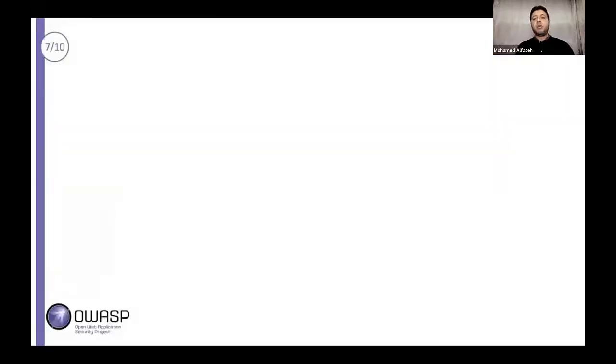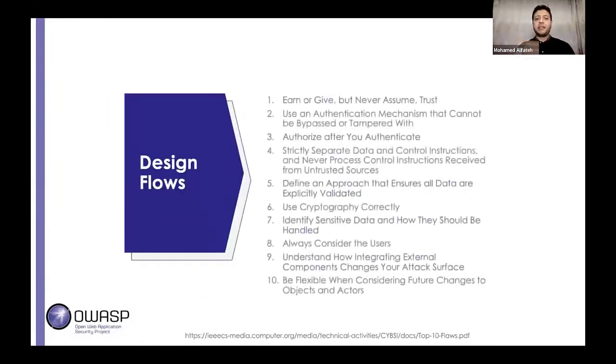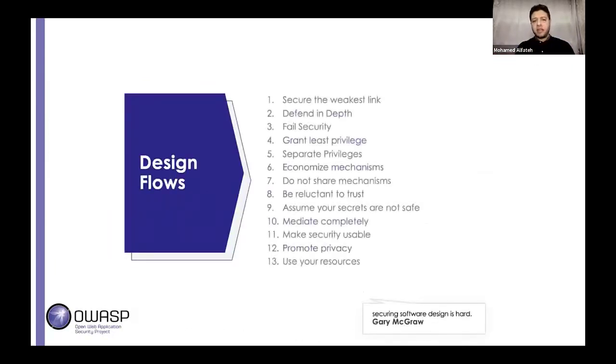Perfect. So the next step is related to identifying flaws or threats related to the design and the logical issues in your application. There are a number of references that you can use. There is a book about avoiding the top 10 design flaws. They identify 10 domains that require some review during threat identification. Some issues or threats related to the design phase could be identified in the same way. Actually, there are a number of references there. There is "Securing Software Design is Hard". This is like a blog post.